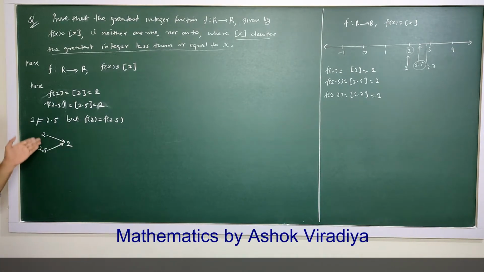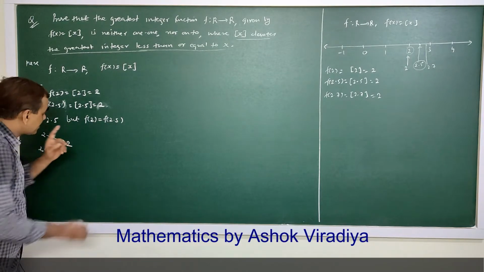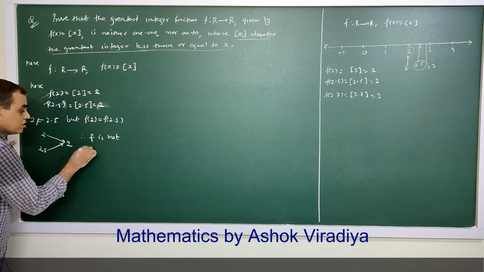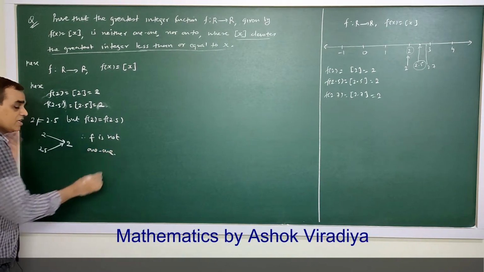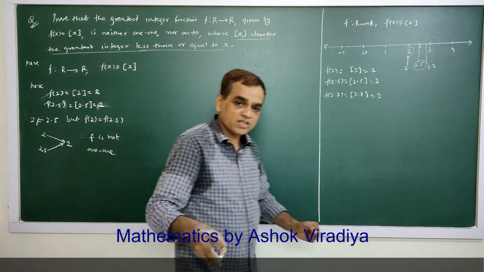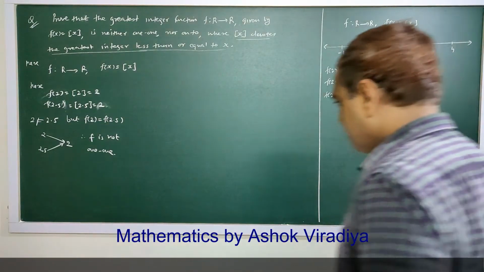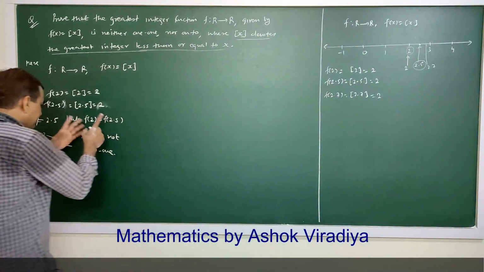There are infinitely many numbers whose image is 2. So x1 not equal to x2, but f of x1 equal to f of x2. Therefore, this function is not a one-one function. If a function is not one-one, then give a counter example: show a pair of distinct numbers from the domain whose images are the same.